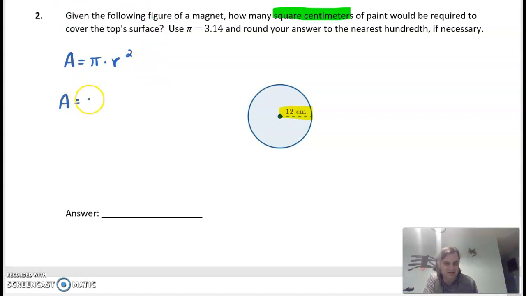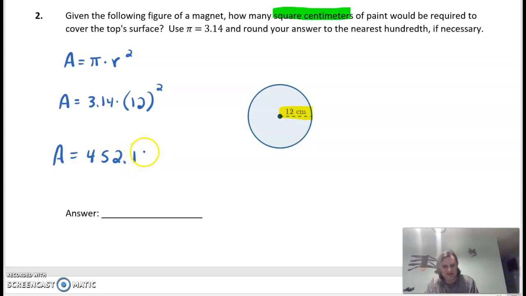Pi, it says once again to use 3.14. And then it's going to be times 12 squared, which you may know as 144. So 144 times 3.14. And again, it says round to the nearest hundredth. That's 2 decimal places. My calculator says 452.16, and that'll be in centimeters squared. So pi r squared is the area of a circle.